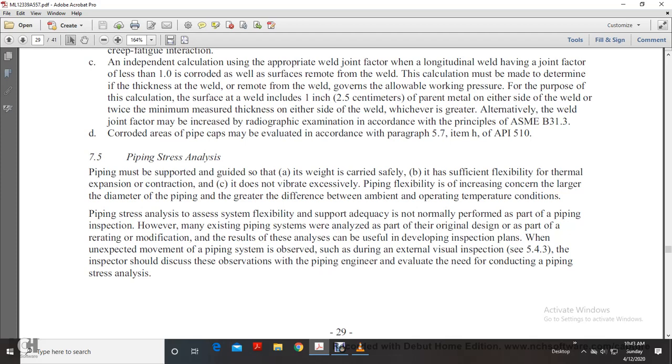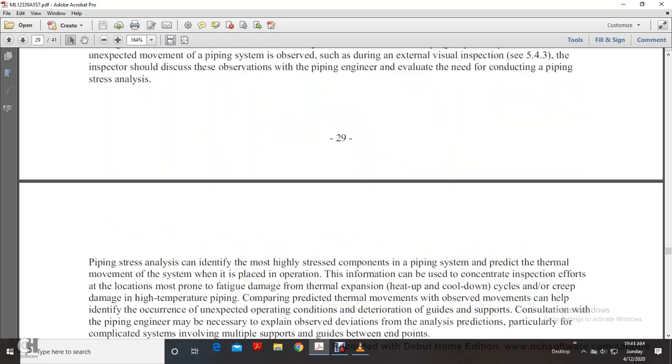There are many existing piping systems that were analyzed as part of the original design or as part of pre-startup modification results. Analysis can be useful for developing an inspection plan when unexpected movement of the piping system is observed during external visual inspection. The inspector should discuss these observations with the piping engineer to evaluate the need for conducting pipe stress analysis.